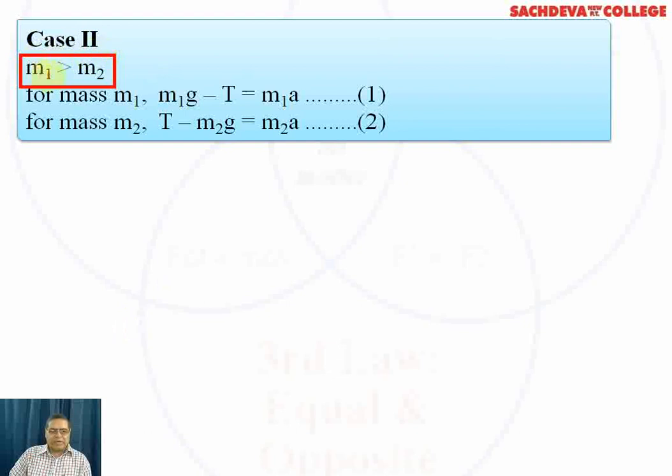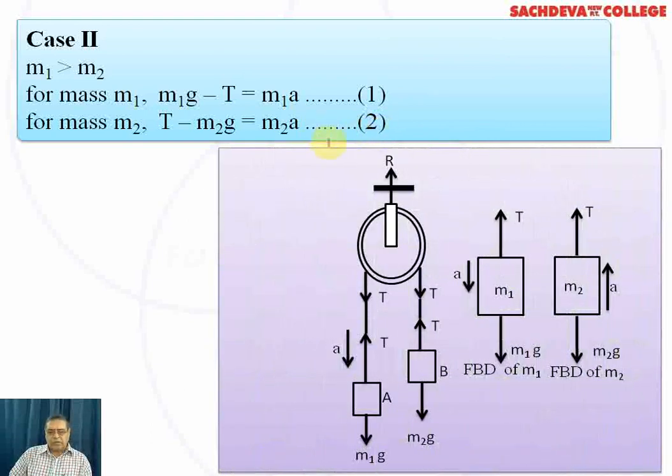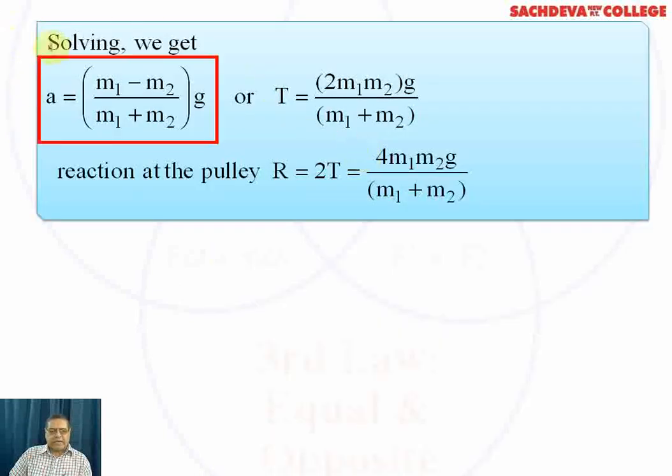Case 2, m1 is greater than m2. For mass m1, m1g minus T is equal to m1a, and for mass m2, T minus m2g is equal to m2a. This I have already discussed. Here it is shown in the form of equations. There are two equations. If we add the two equations, T will cancel off, and from the remaining portion we get the value of a. It is shown in the figure. Again, the same block diagram is indicated, and we get the value of acceleration. On solving, the acceleration is found to be m1 minus m2 over m1 plus m2 multiplied by g.